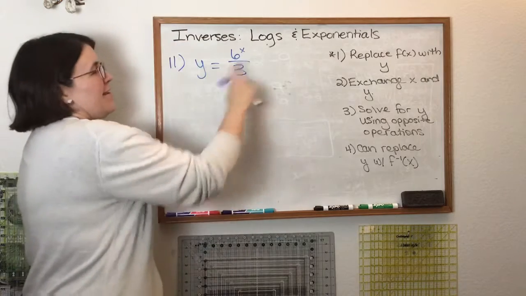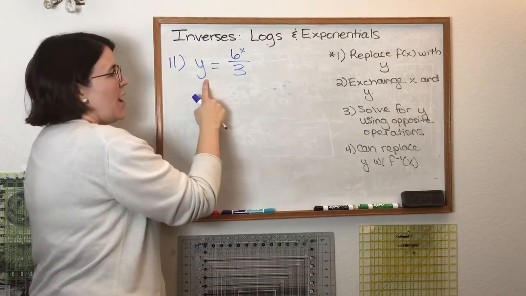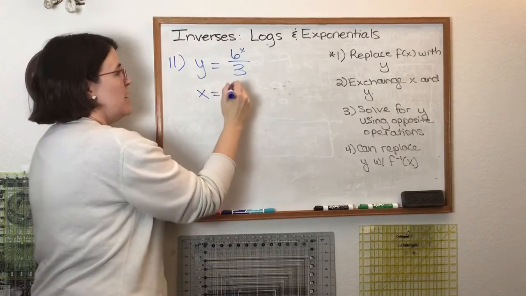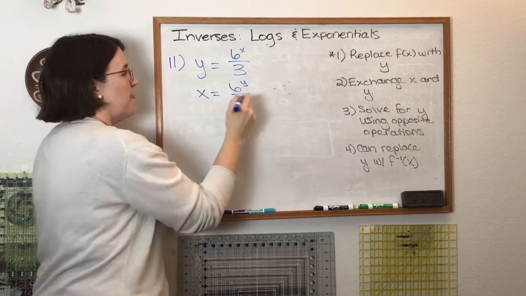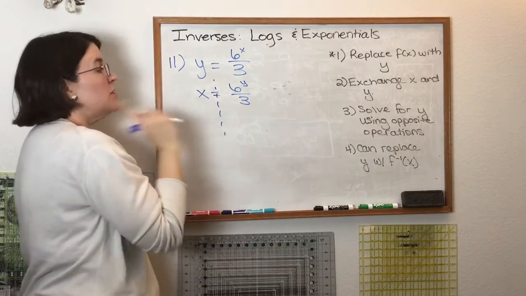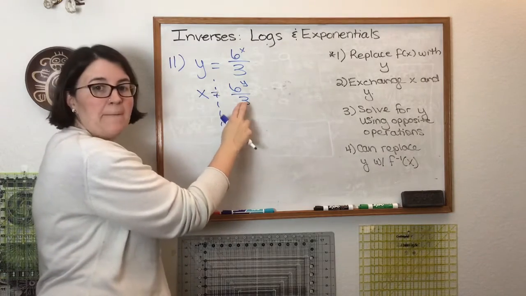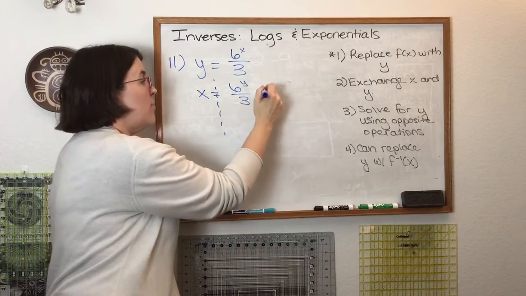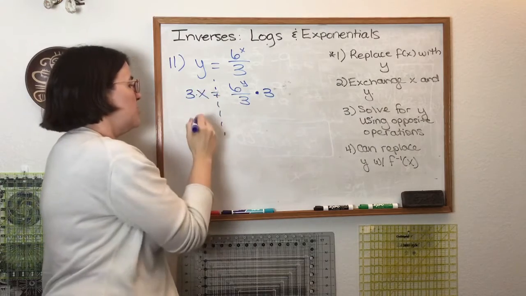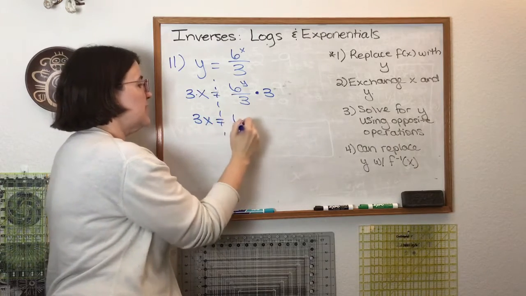Okay. We already have f of x replaced with y. Now we're going to exchange the x and the y. Now I want to get the y alone. So I'm going to get rid of the fraction right away because this is dividing by 3. We get rid of dividing by 3 by multiplying both sides by 3. So now I'll get 3x equals 6 to the y.